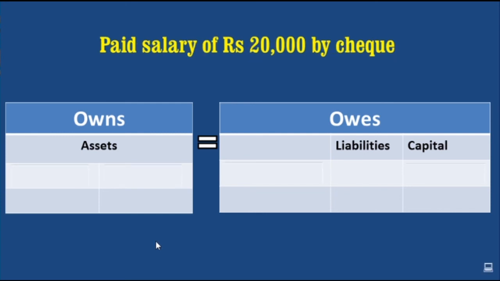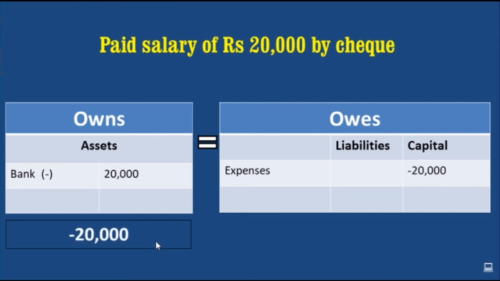Paid salary of rupees 20,000 by cheque. Any expense decreases the cash or the bank balance on the asset side and also decreases the amount of capital on the other side.